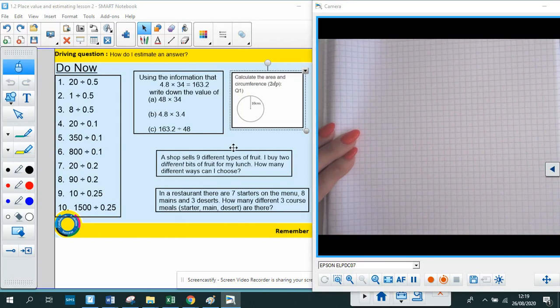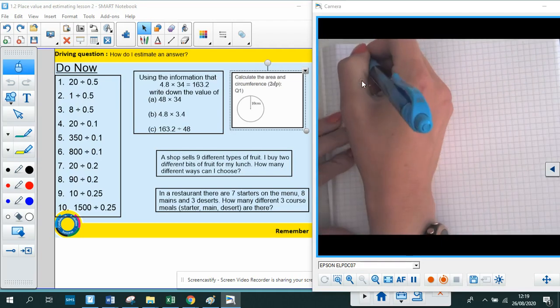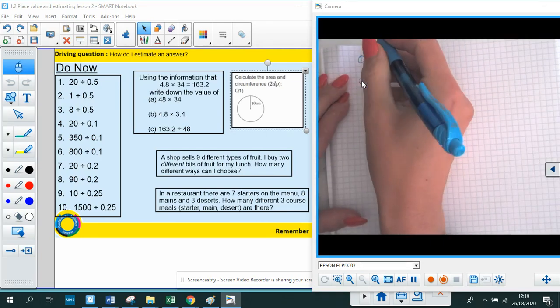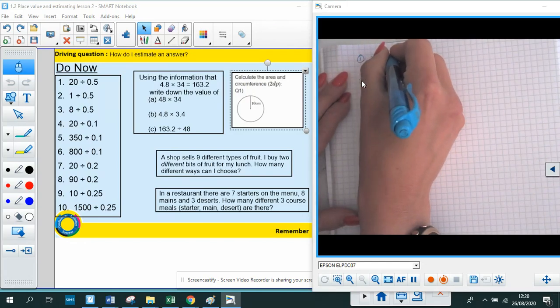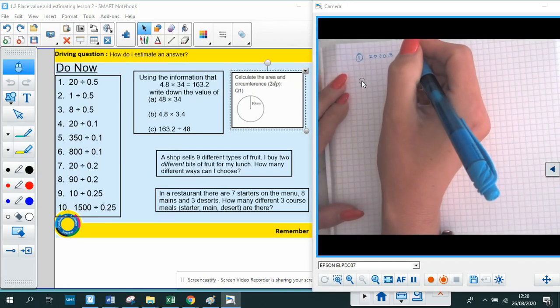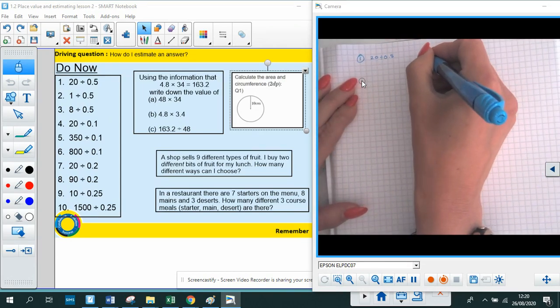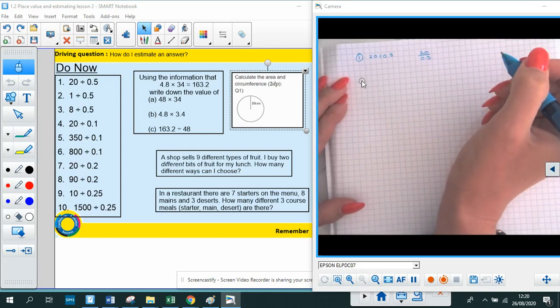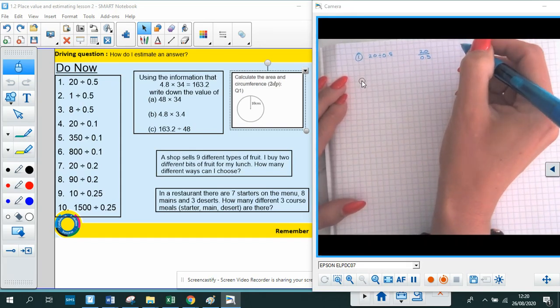Okay, I'm going to start with these questions down here first of all, this column. This is a key skill that we need to be able to do in order to estimate today. So the first question, 20 divided by 0.5. So in other words, you're dividing by a half. I like to write my divide like this. So 20 over 0.5. Best way to do that is it's much easier to divide by a whole number.